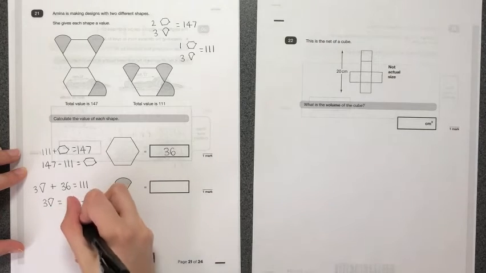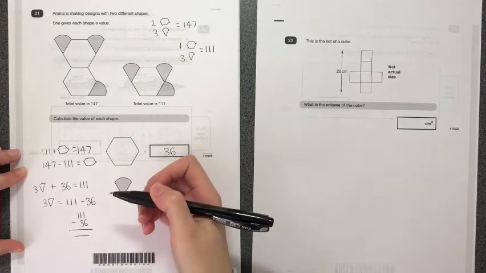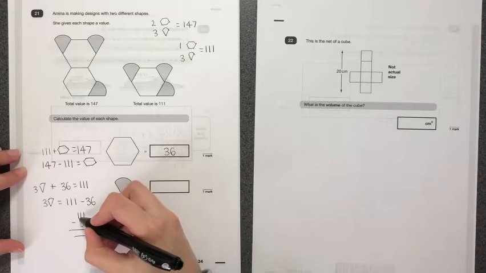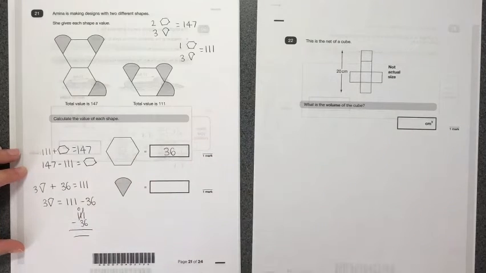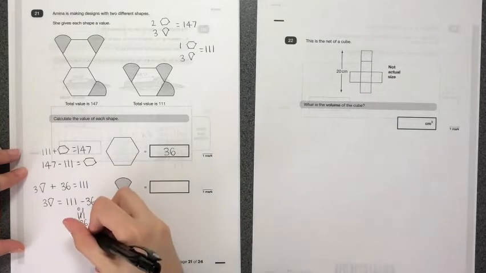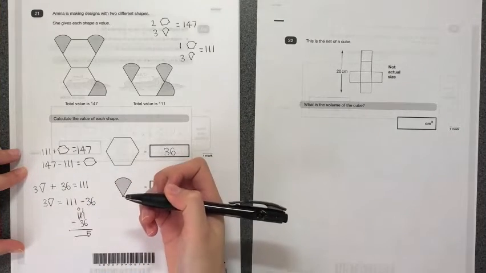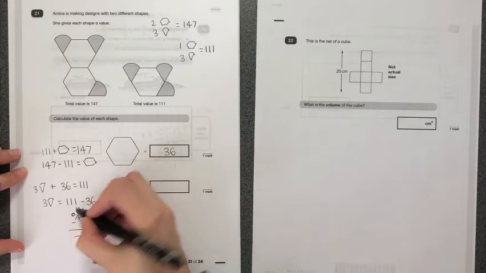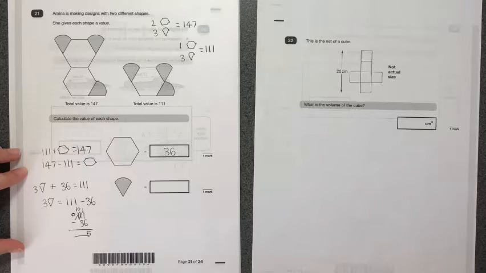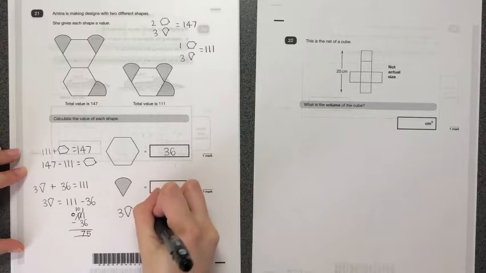Now if we work that out, 1 minus 6, we can't do that. Moving on to our tens column, minus 1 from it, making it a 0, and carry a 1 over. 11 minus 6 is 5. 0 minus 3, we can't do that. Going over to our hundreds column, minus 1 from it, making it a 0, and making this number 10. 10 minus 3 is 7. So 3 of these cone shapes equal 75.